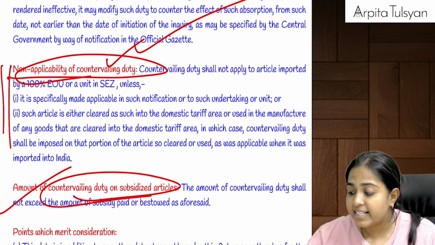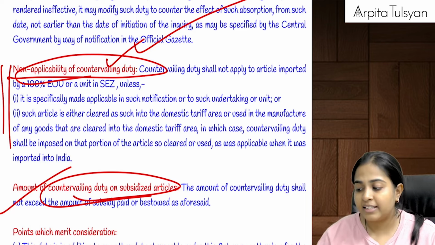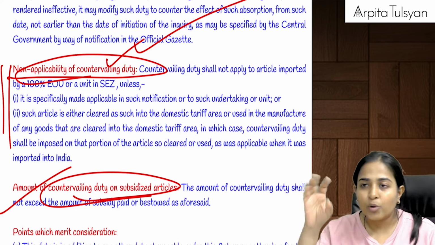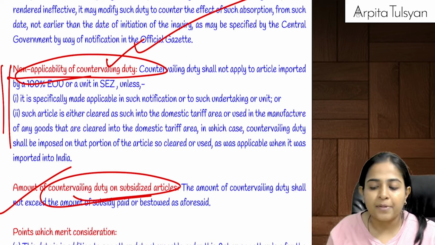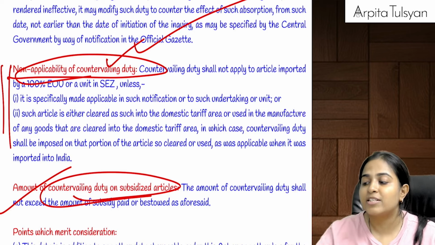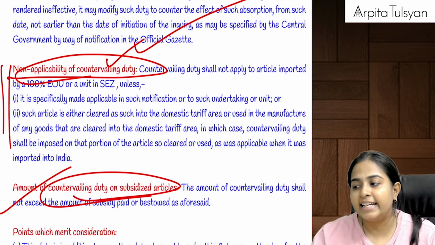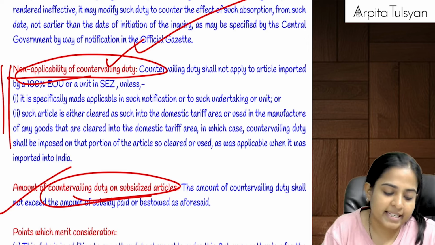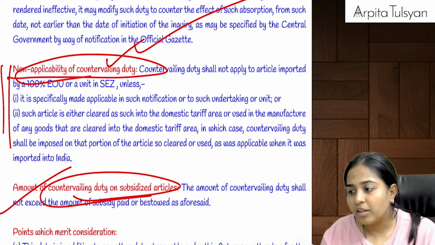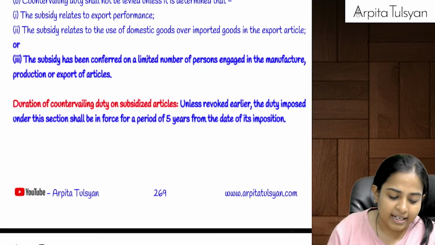Government specifically says that no, still the countervailing duty will be applicable, so it will be levied. Or if that 100% EOU or unit in SEZ is going to clear the goods under DTA, then in such cases you will not get the benefit from the countervailing duty. Are you clear till here, everyone?